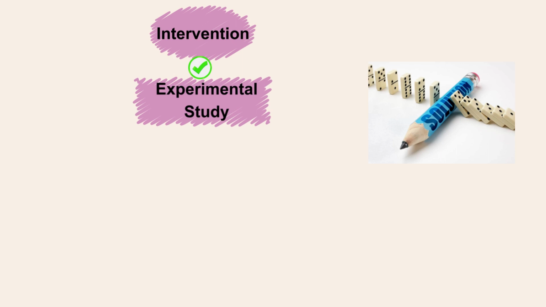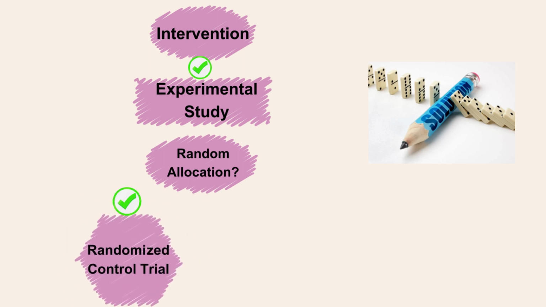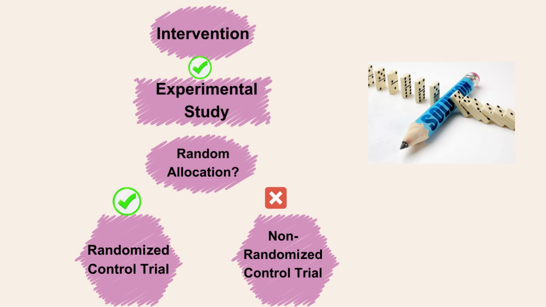Now, the next question is whether the exposure or the intervention in the study is being randomly allocated to the individuals. If the answer to that is yes, this would be a randomized controlled trial. And if the answer to this particular question is no, then this is a non-randomized controlled trial.